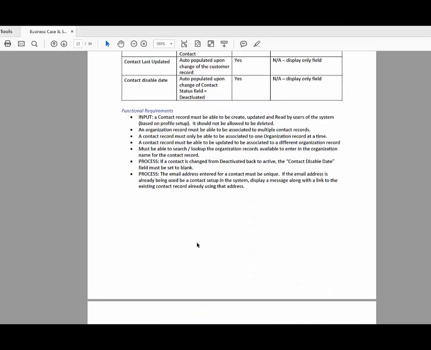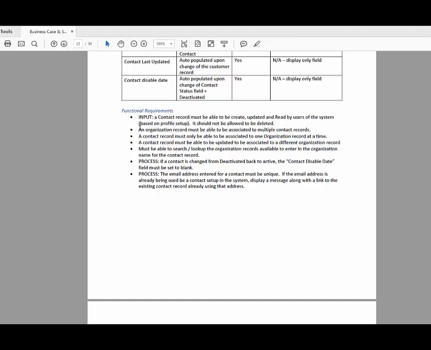There's also functional requirements that go along with the data requirements and your user interface requirements. Functional requirements essentially put together what are the inputs that are needed, what is the processing that's needed, and what are the outputs that are needed, as well as other requirements that may be needed for the IT developer to develop the system according to the user specifications. So in this instance, we had input where a contact record must be able to be created, updated, and read by users of the system.